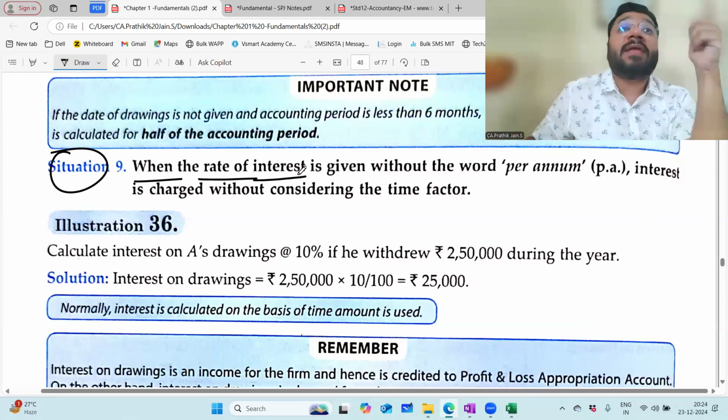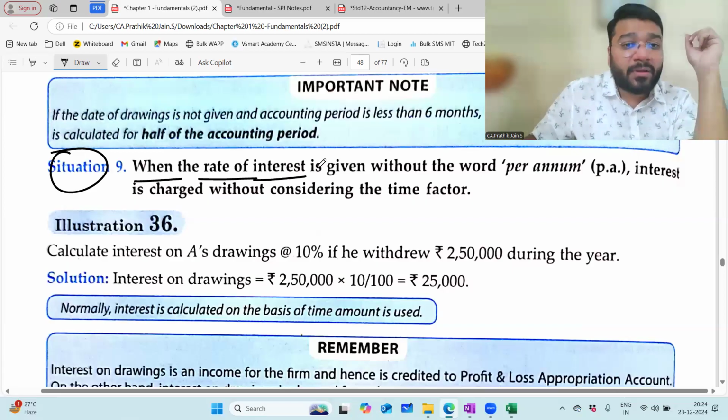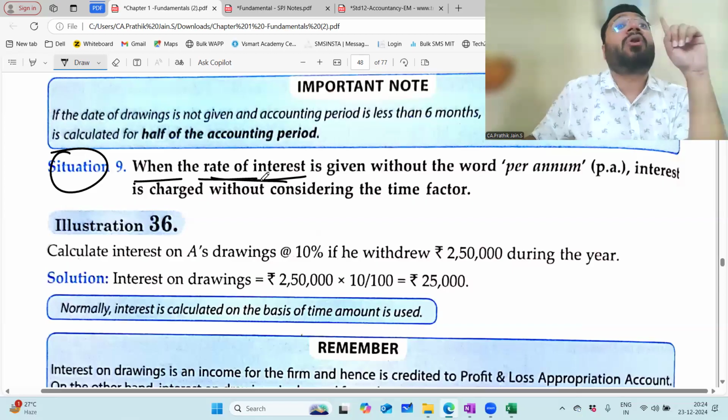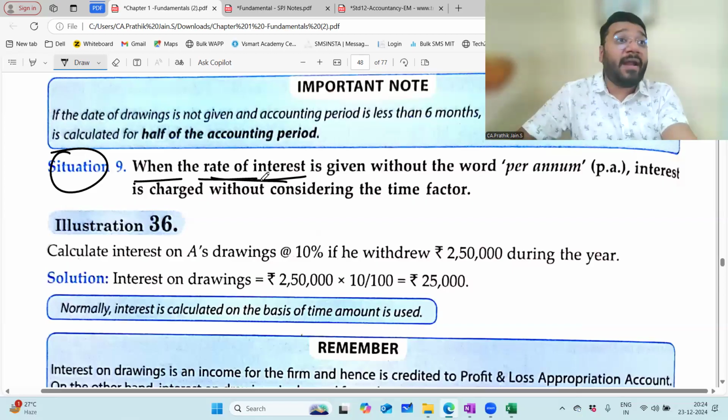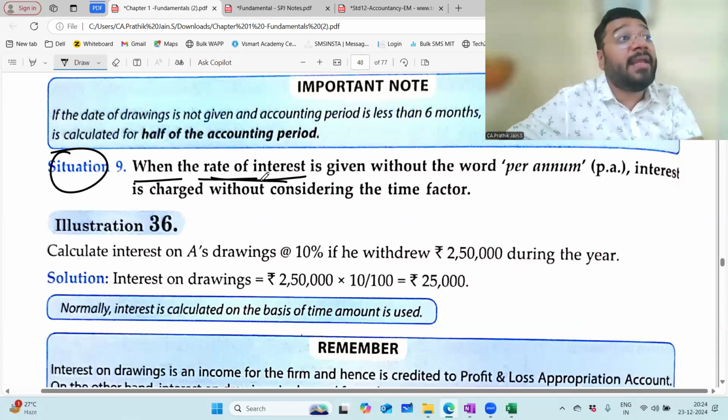This is applied in your full-fledged question also. So please pay attention to these two concepts and then we are done with it. This is a scenario when the rate of interest on drawing is given. Please note that these two cases are only in the context of interest on drawing. These are the only two concepts pertaining to interest on drawing. You will not cross apply this to any other concept.